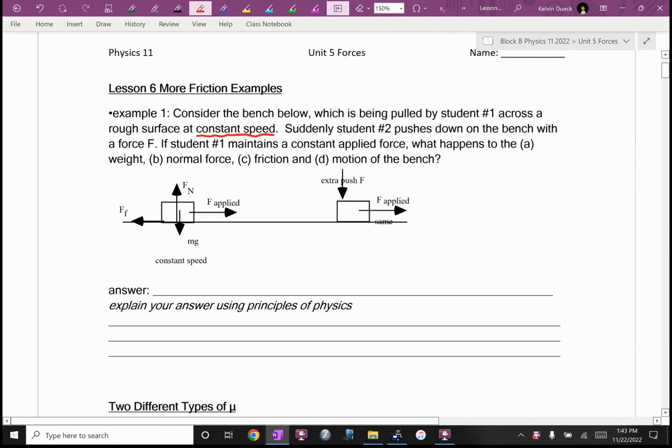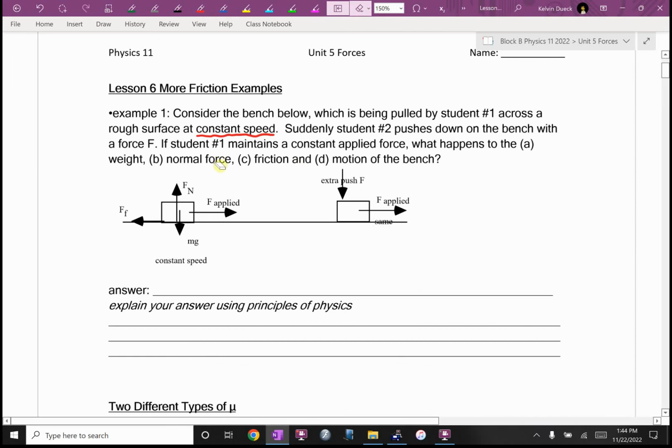Instead of just making this a generic bench, let's make it the benches at the back of the gym. You know the wooden benches they have back there that you got to slide around? So let's suppose Yosef is pushing or pulling the bench at a constant speed. Suddenly, student number two pushes down on the bench with a force F. Ethan comes along and decides, I'm going to sit on the bench while he's pushing it. Yeah, I've seen that happen before.